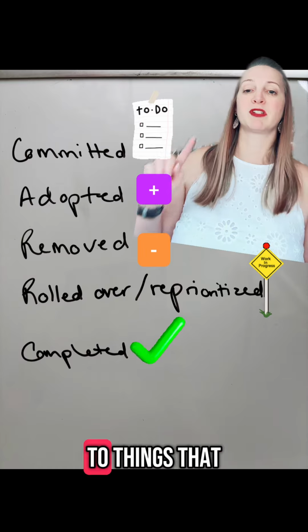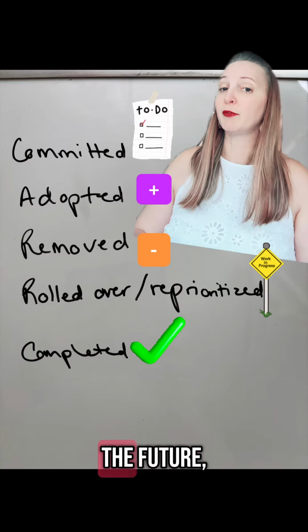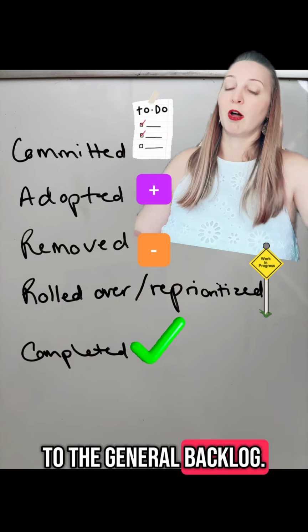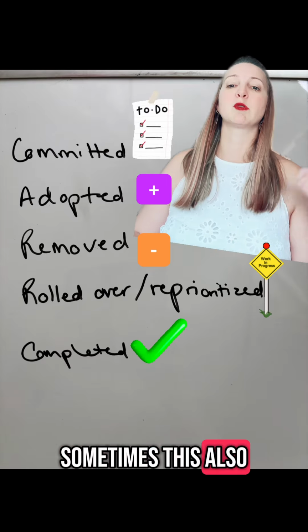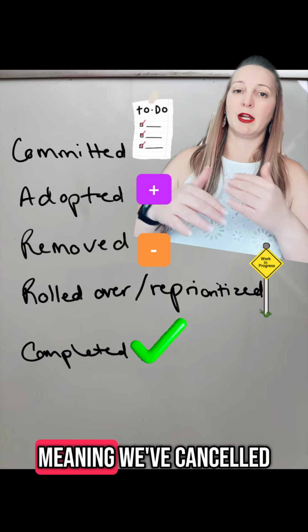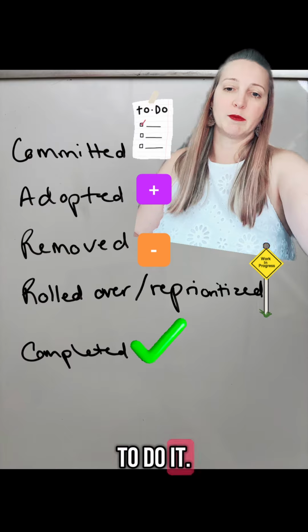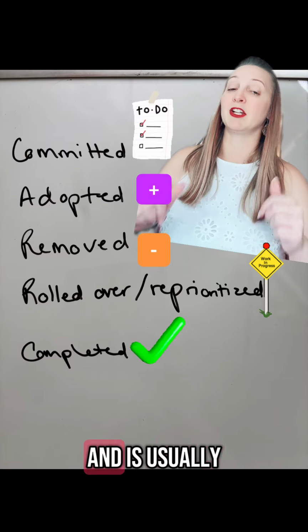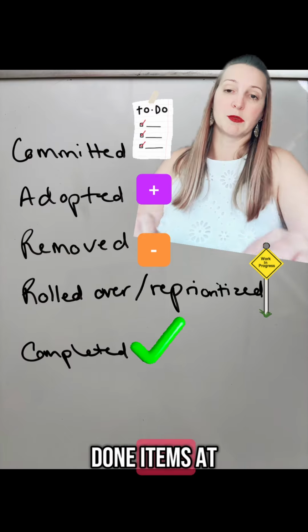Usually this refers to things that we know we will do in the future and they're moved to the general backlog. Sometimes this also includes things that are withdrawn, meaning we've canceled it, we're not going to do it. I count that separately and is usually included in the done items.